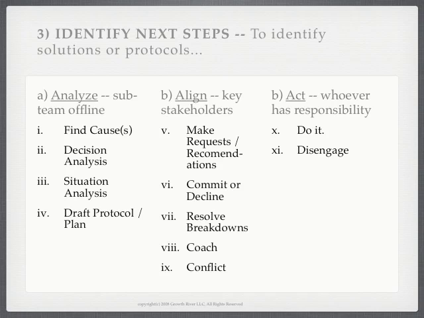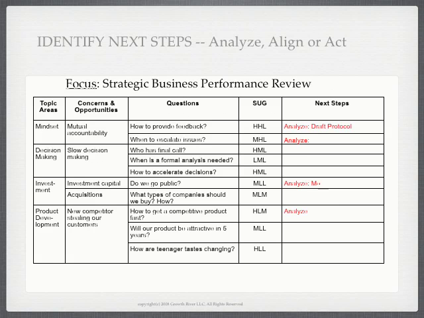When you align with key stakeholders, you could get together and make specific requests of them or recommendations. You would either commit or decline, or they would either commit or decline your requests. You could work with them to resolve breakdowns. You could coach, or you could manage conflict with them or escalate conflict. That would be bring in some mechanism to resolve conflict. The third option is to act, which would be just to do it or disengage. So what you see in the next example is for each next step, for each question, a next step is being written in.